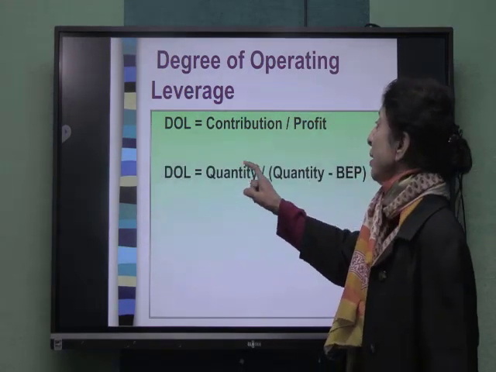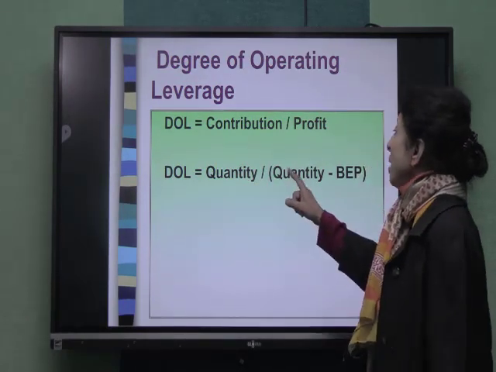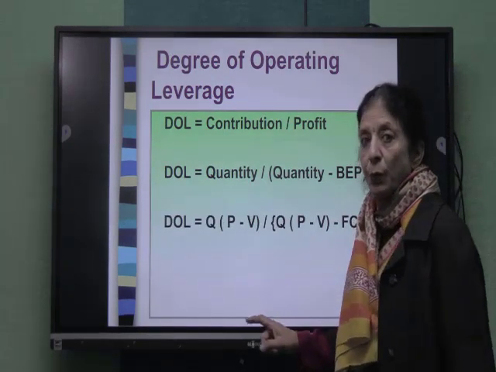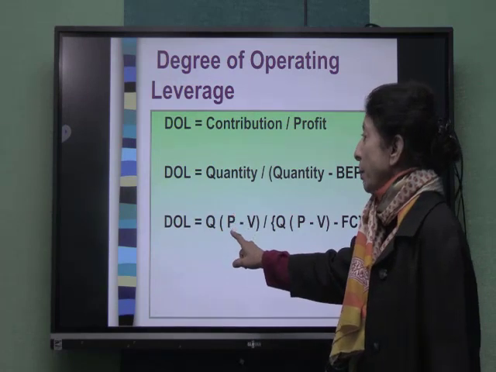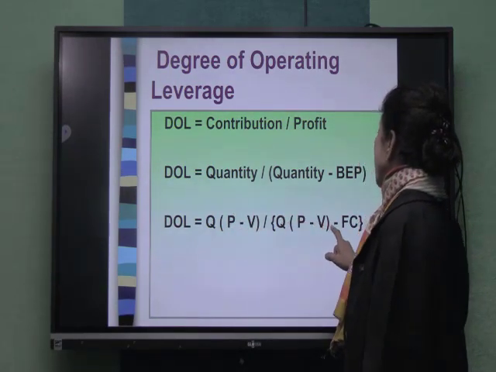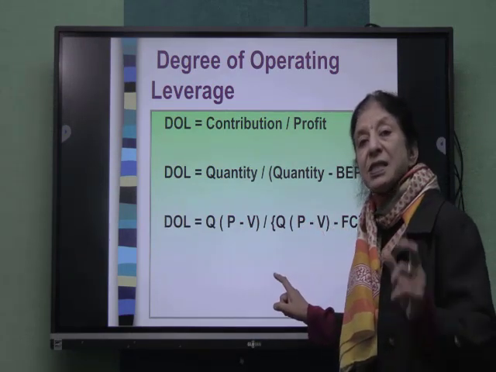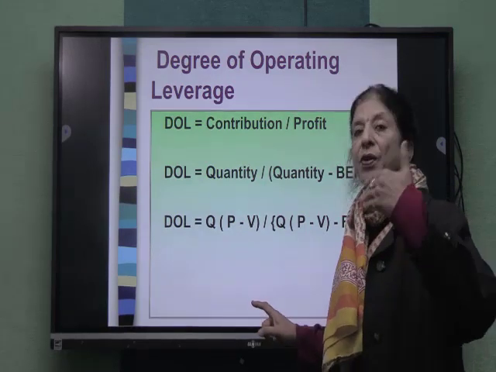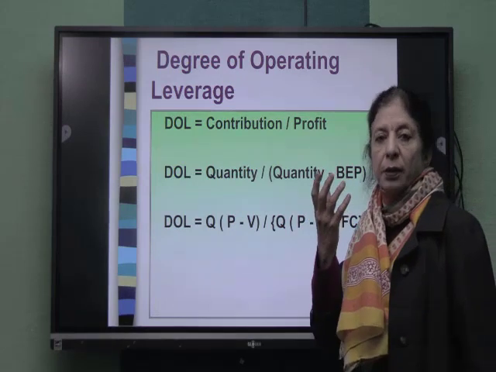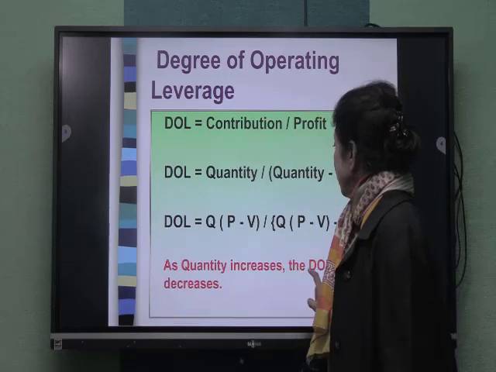It's another formula for that. DOL, if I have to find it in terms of quantity, then it is quantity upon quantity minus the break-even point, and another would be quantity into price minus variable cost, upon quantity into price minus variable cost minus the fixed cost. Remember that these are the same formula, but the variation has been given, and you will be using the formula according to the things given to you in the question.